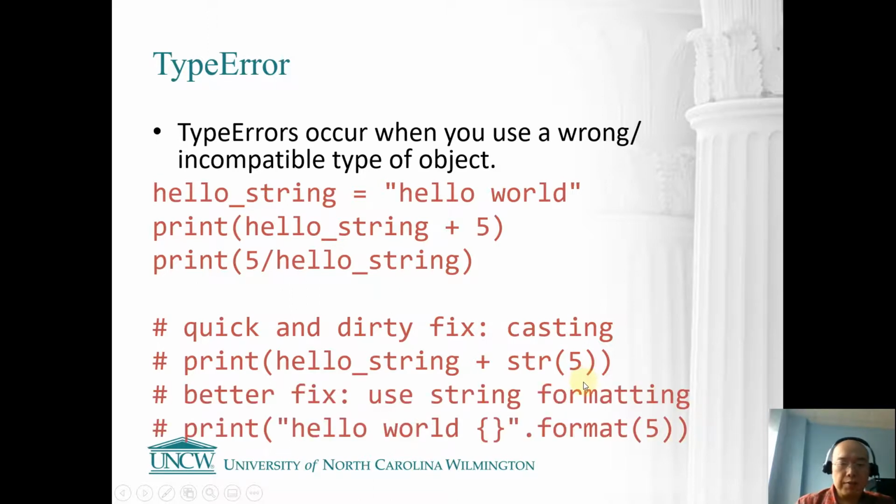And a better fix will be like this. So hello world and then a placeholder. Since there's only one placeholder, it doesn't really matter whether I number it or not. I can just use the empty pair of parentheses and then do a dot format 5. So this 5 will be plugged in to the location of this placeholder. So there are just two versions of the fixes. Depending on the real scenario, you can use the first fix. It's a little bit dirty, but if you're only forcing one value to be a string, I would say that's fine. You don't have to use the second one.